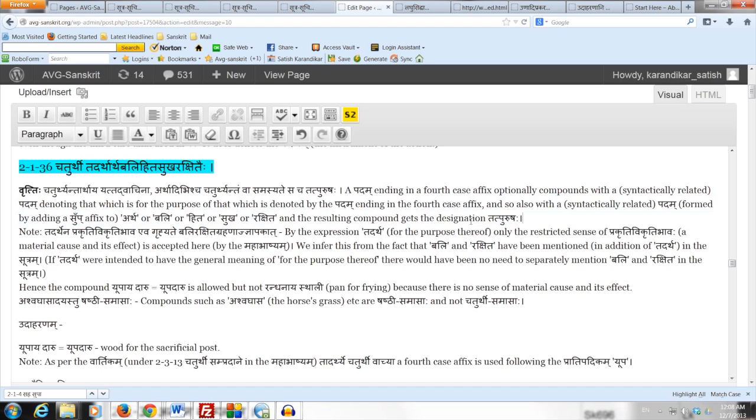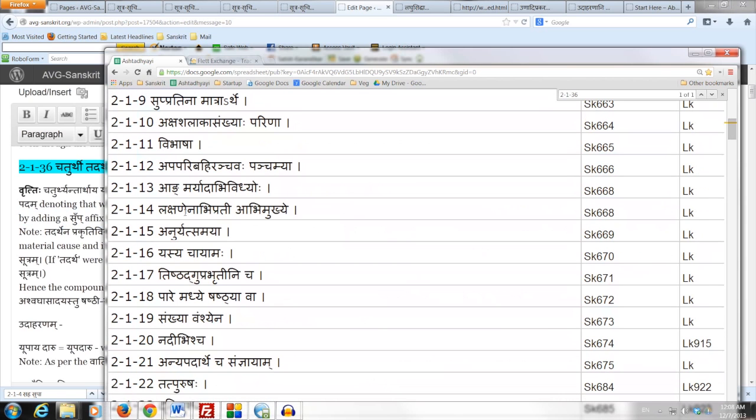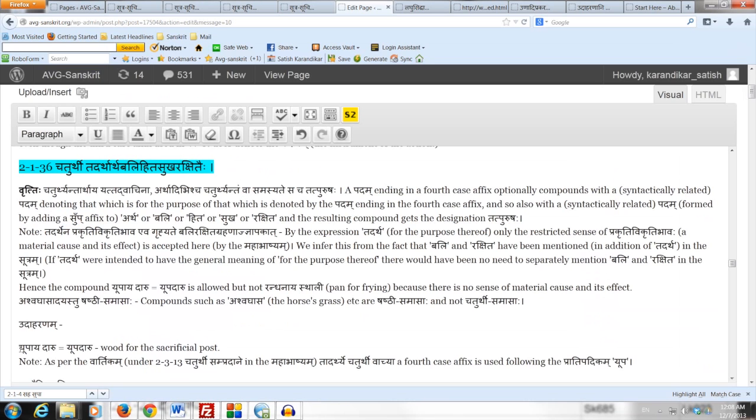Now the usual points here. Why do we say optionally compounds? Because we are in the adhikara of Vibhasha, which starts from 2111 and goes down to 2229. So the compounding is optional here. We can also have a vakyam, a sentence conveying the same meaning using the same terms as are in the compound.